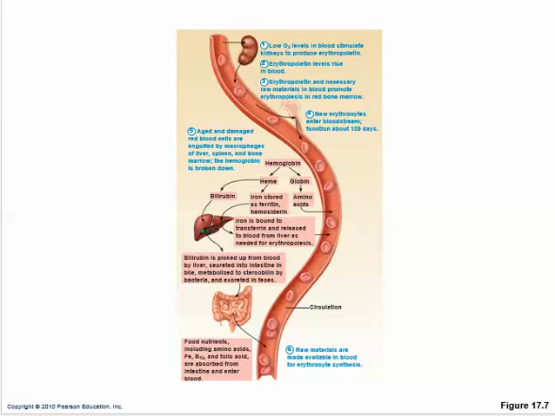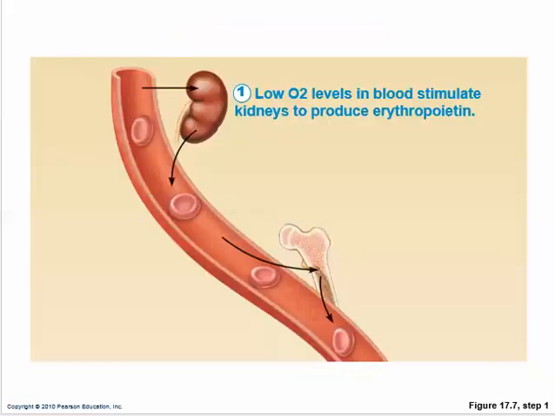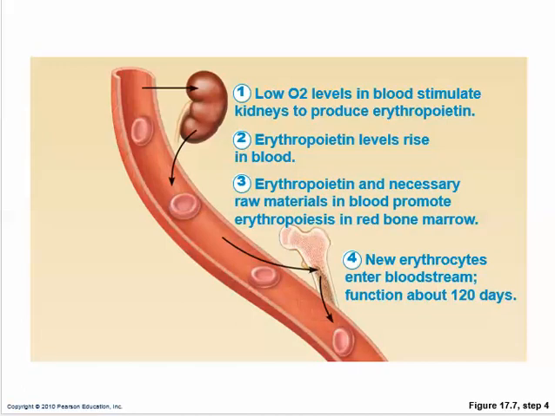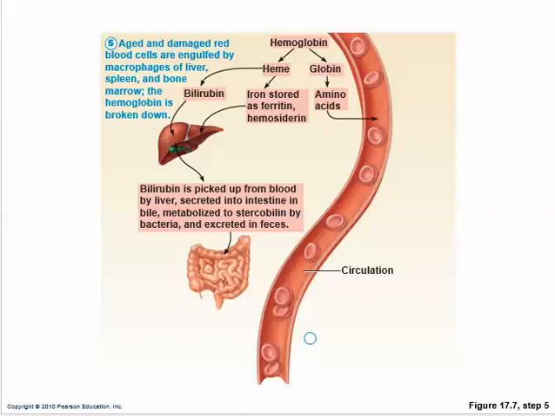erythropoiesis. So, low oxygen, erythropoietin levels rise, new erythrocytes enter the bloodstream, and they last for about 120 days, and then this is what I just talked about.